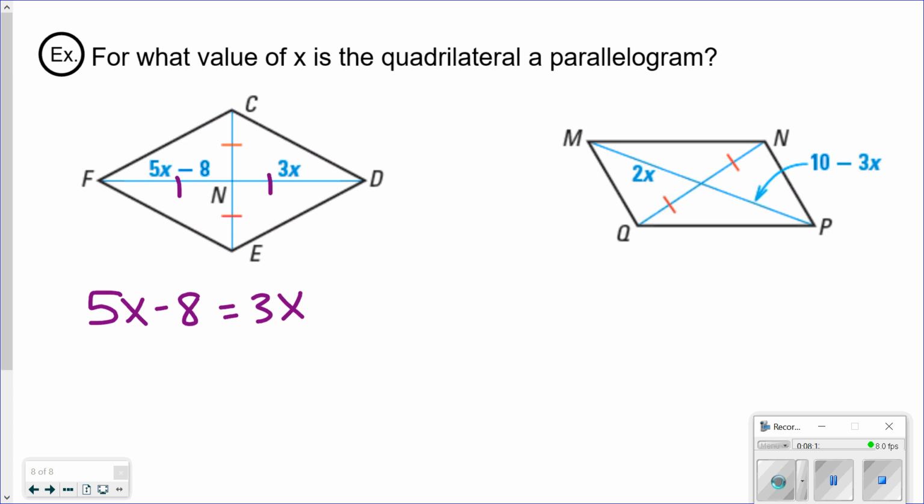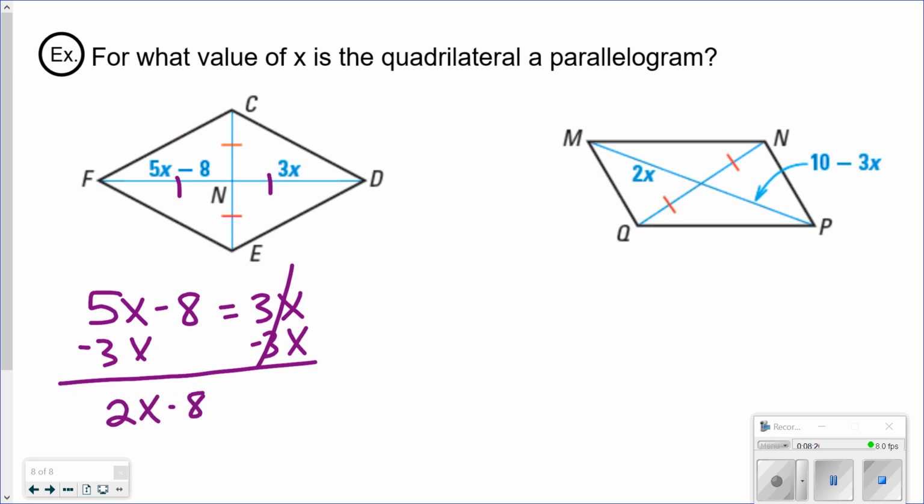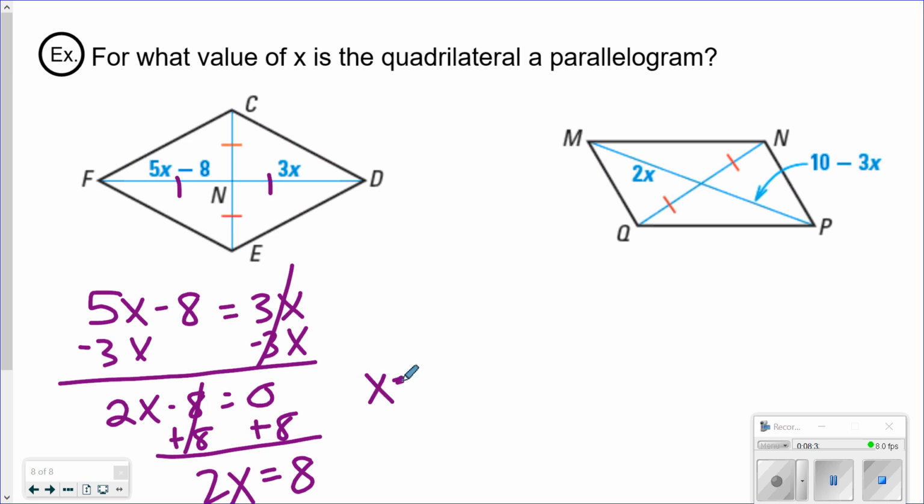So next I'm going to subtract 3x from each side. When I do so, I'm left with 2x minus 8 is equal to 0. Then I need to add 8 to each side. That gives me 2x is equal to 8. Divide by 2 on each side. We then get that x is equal to 4. And we're done.